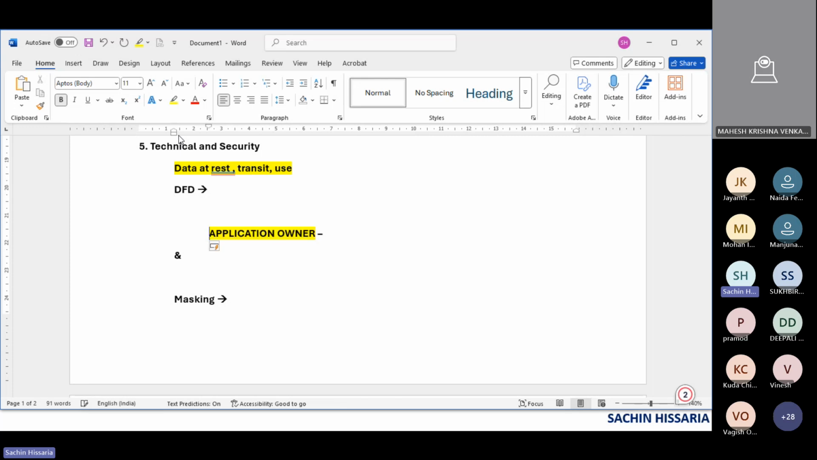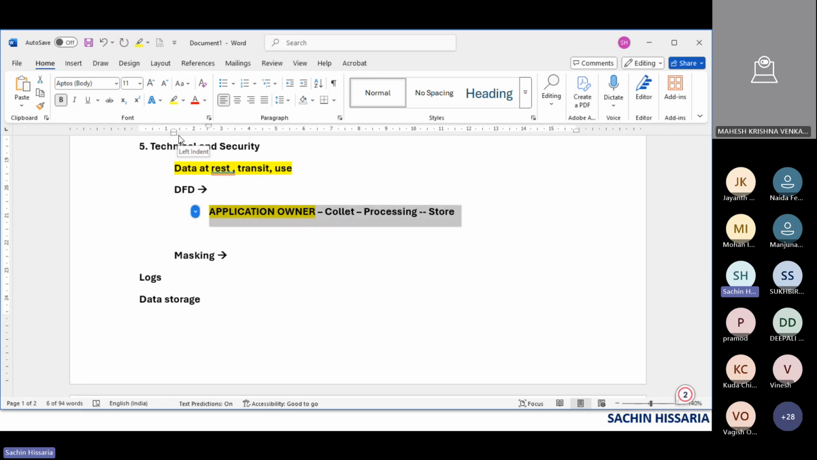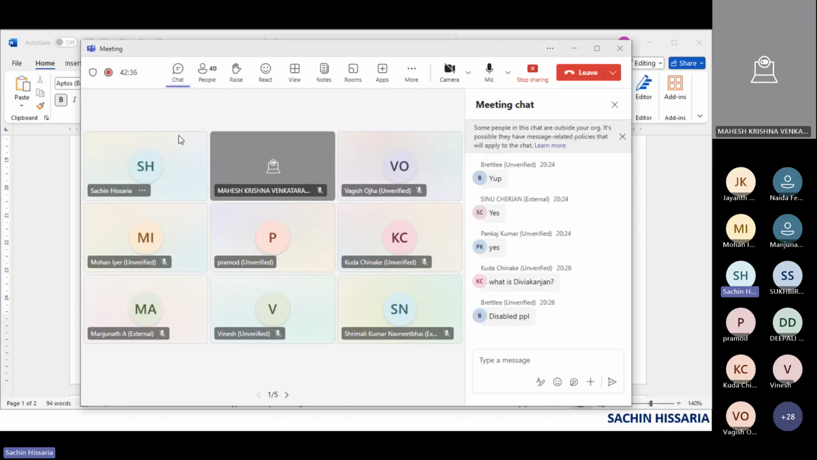A data flow diagram can be prepared only if you have a thorough understanding of how the entire application is working from the start, like from where it is collecting data. What are the upstream and downstream applications integrated with this application? After collecting, how is it processing the data, and how is it storing the data? This diagram can only be prepared if you understand the entire application, so we need to involve the application owner and the applications team who are handling and managing this application.